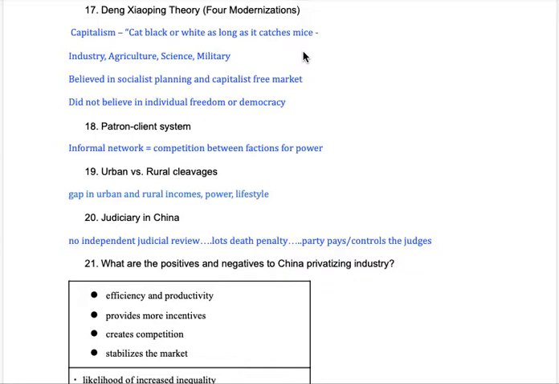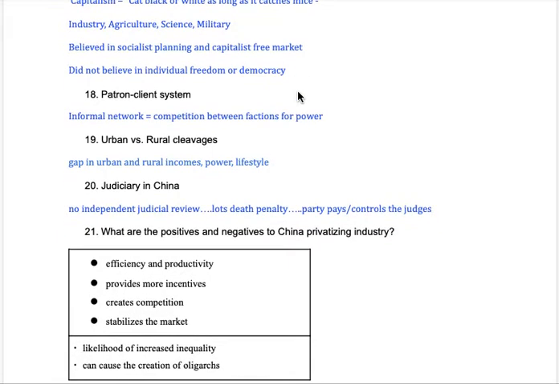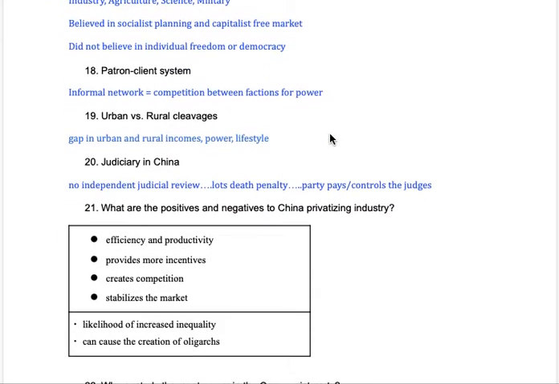You're looking at the four modernizations: industry, agriculture, science, and military. Those are the four areas they should focus on. Deng was open to capitalism in a free market, but wanted to have a plan, like socialist planning, but was not opening up political freedoms, individual freedoms, or a democratic system. The patron-client system is that informal network, with competition between factions for power.